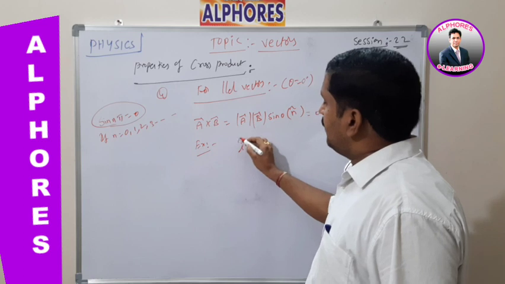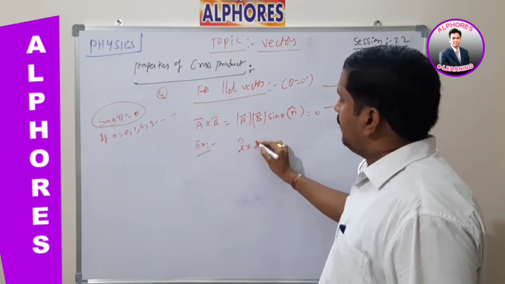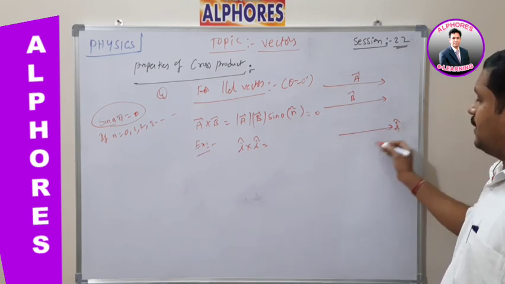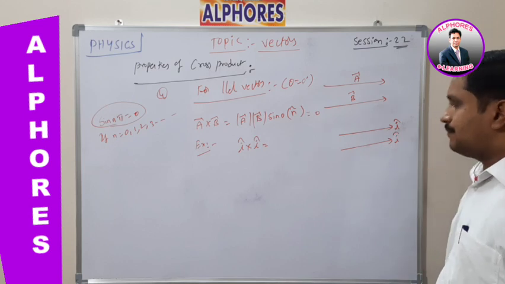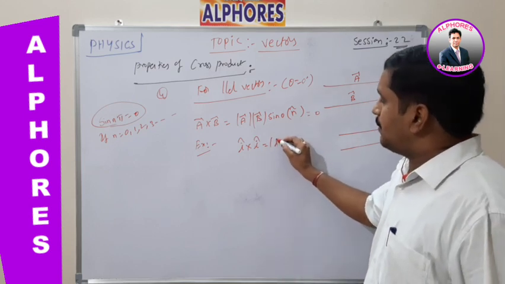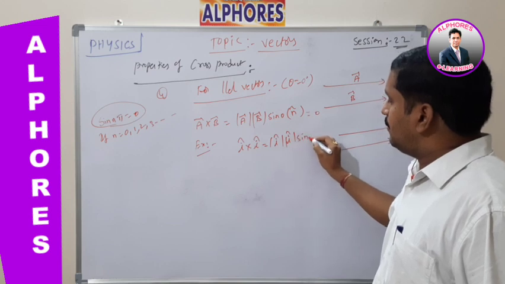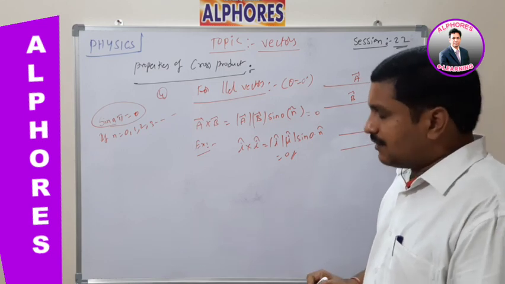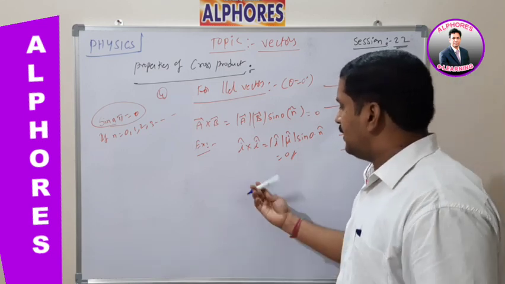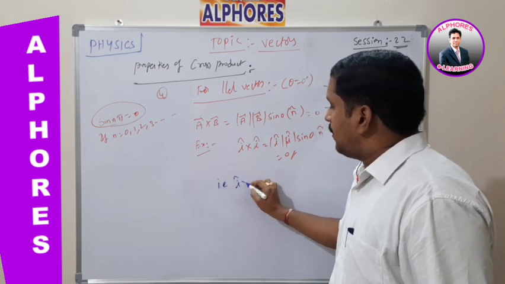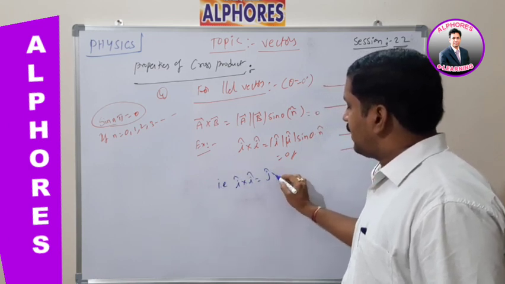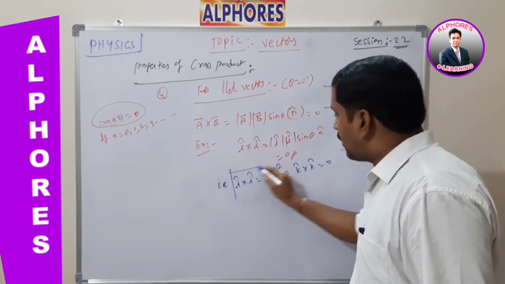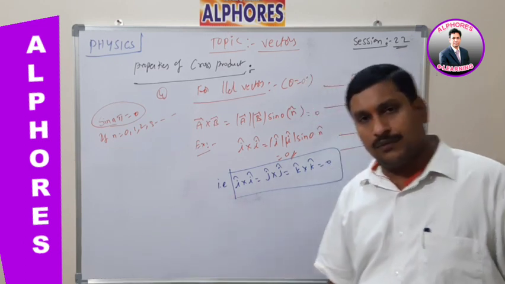I cap cross I cap. I cap is a unit vector along the positive x-axis. This is I cap, this is another I cap. Both are parallel vectors. As per the definition, modulus of I cap into modulus of I cap into sin 0 into n cap, so that is 0. The final relation is I cap cross I cap equals j cap cross j cap equals k cap cross k cap equals 0. The cross product of two like vectors or parallel vectors is 0.